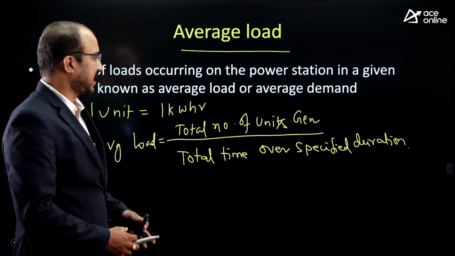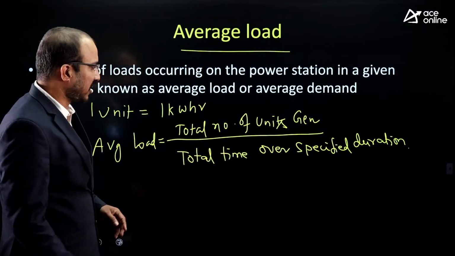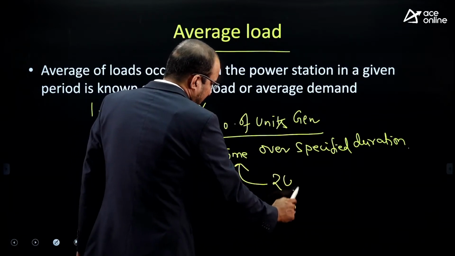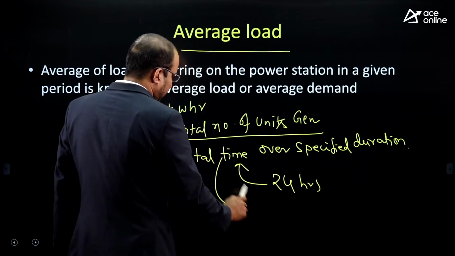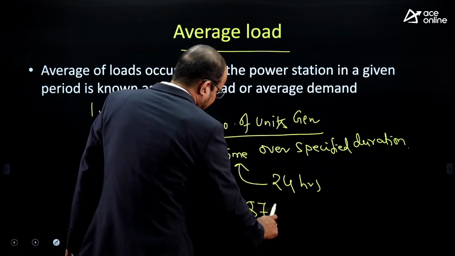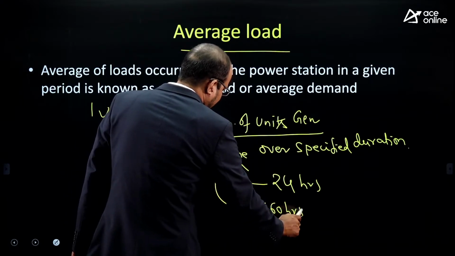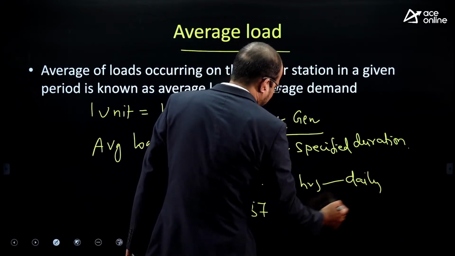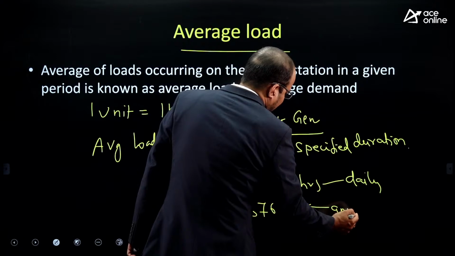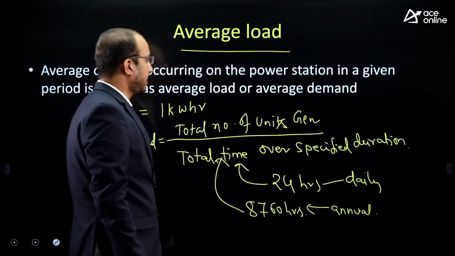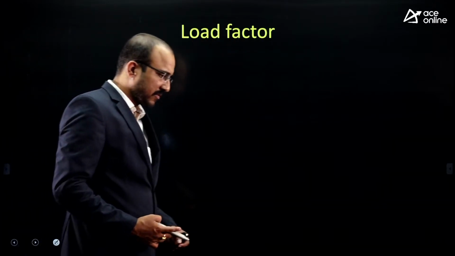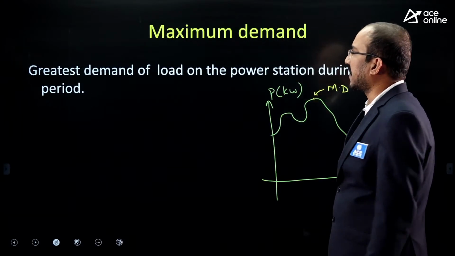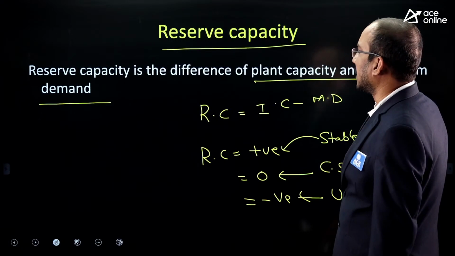So average load is nothing but total number of units generated over total time, over a specified duration. If you are calculating daily average load, take it as 24 hours. If you are calculating annual average load, 8760 hours. You can also calculate monthly average load or annual average load like this.